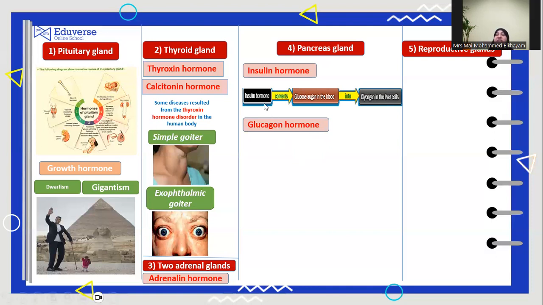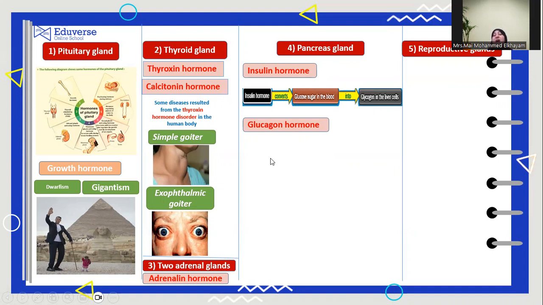So it can do that by transferring the glucose from the blood to the cells to use them up, and the excess glucose sugar will be stored in the liver in the form of glycogen. So insulin hormone converts glucose sugar in the blood into glycogen in the liver to be stored. This is the excess sugar after some of the glucose has been used in the cells.